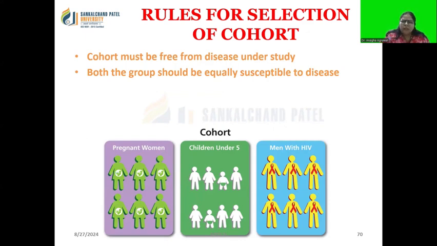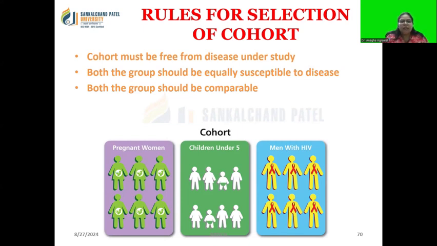So, made case group or a control group. That means people exposed or people not exposed to that particular risk factor, they both have equal susceptibility to that particular disease. Then both the groups should be comparable. Comparable means, again, as we see in case control study, there is a matching.